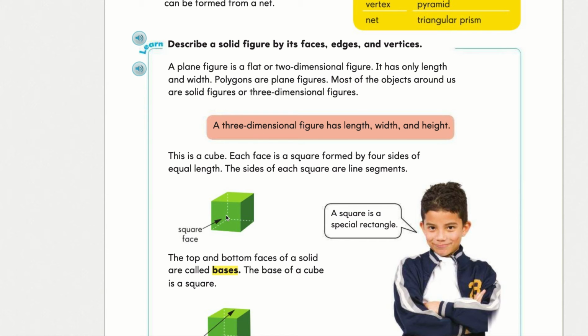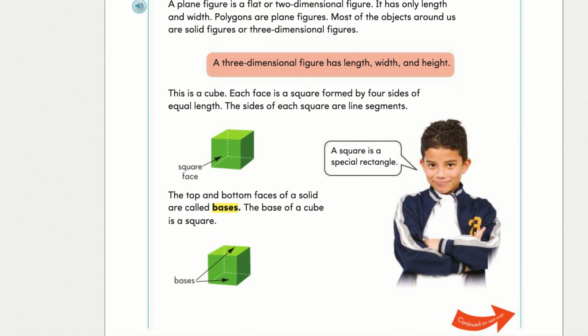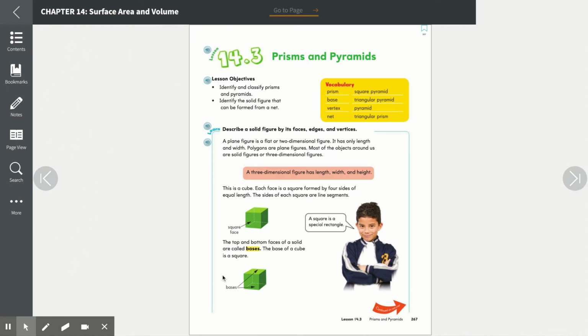This is a cube. Each face of the cube is a square formed by four sides of equal length. The sides of each square are also called line segments. The top and bottom faces of a solid are called bases. So here's a base at the bottom and here's a base at the top. The base of a cube is a square. So you can see it. Here's the bases that the arrows are pointing to.